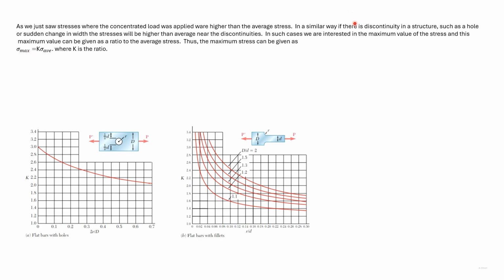Determining K is often difficult and the photoelastic method is used. Tables and graphs such as figure A and B have been created for different bodies which give the value of K. Stress concentration factor does not depend on the material or the dimension such as D.